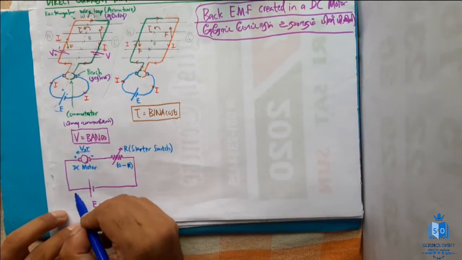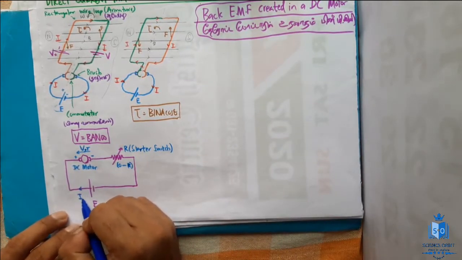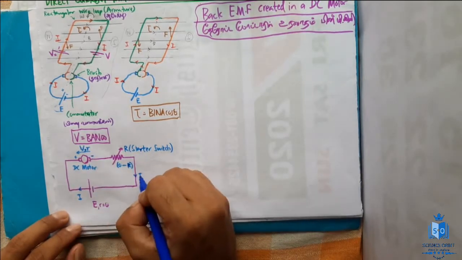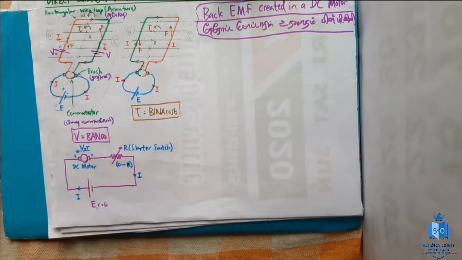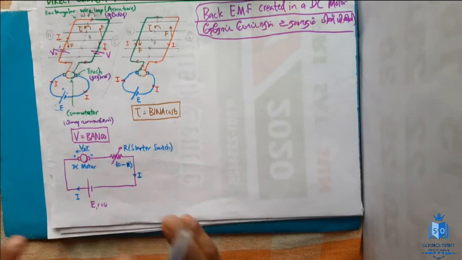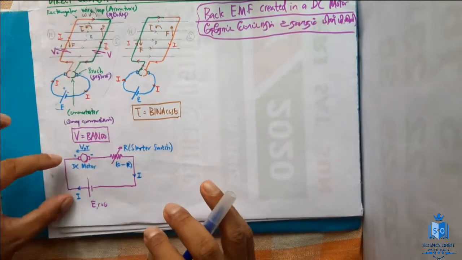And finally, I have to mark something, that is the current in the whole circuit. Everything is connected in series, so we don't have to worry about different currents. Only one current is going to flow throughout the entire circuit. Okay, so I have simplified this and drawn it here.